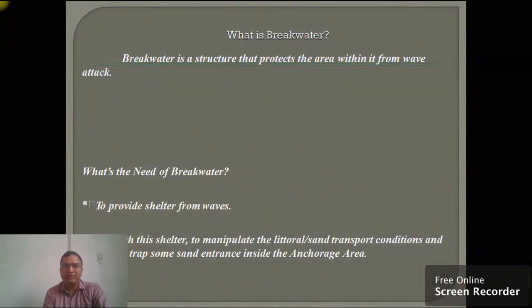What is a breakwater? A breakwater is a structure that protects the area within it from wave attack. What is the need of a breakwater? It provides shelter from waves, and through the shelter it manipulates the littoral sand transport condition, and thereby it traps some sand entrance inside the anchorage area.